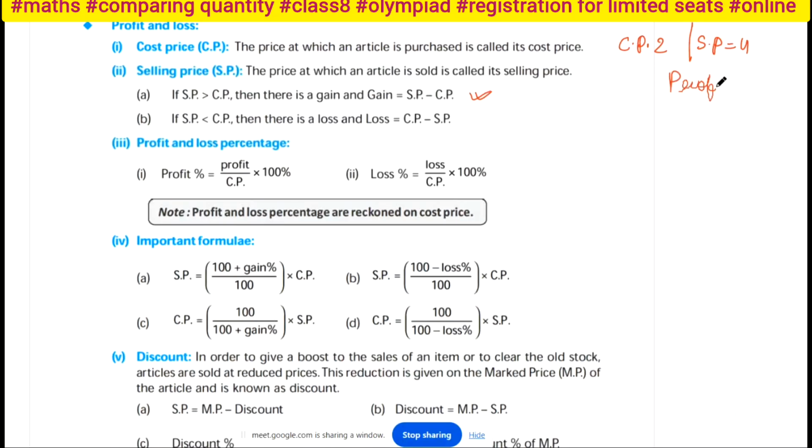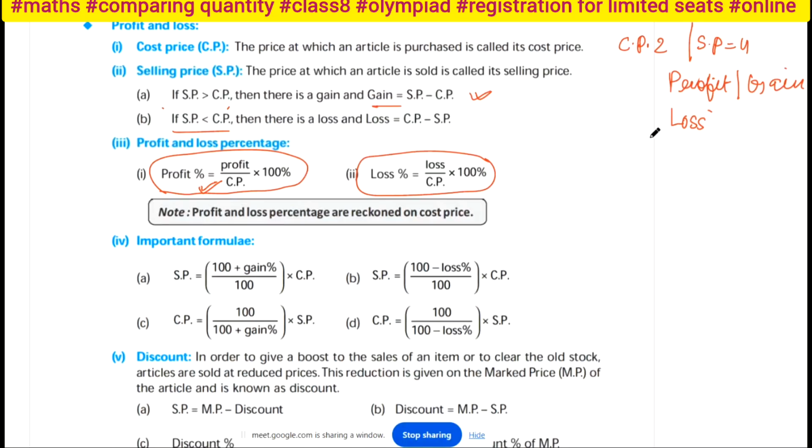Similarly, they are saying profit or gain. Profit or gain, both are the same thing. And loss. So when my selling price is greater than cost price, obviously I will get gain or profit, or if my selling price is less than my cost price, obviously I will get loss only, right? So just right now I told you what is the profit percentage.